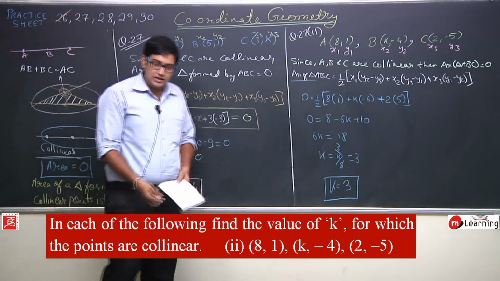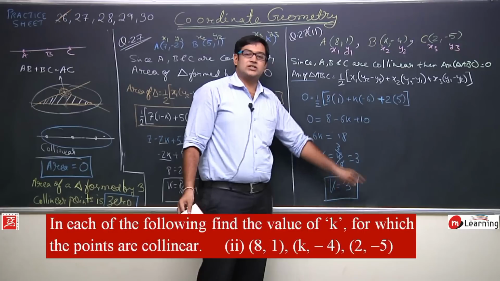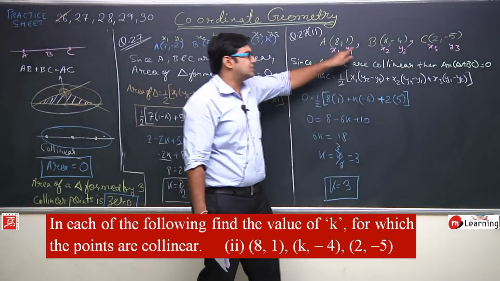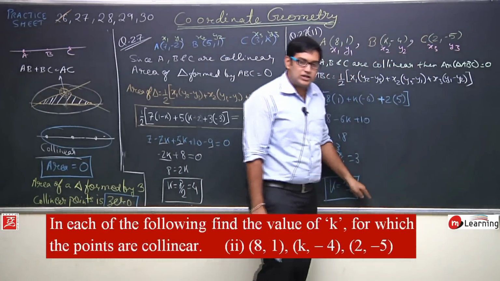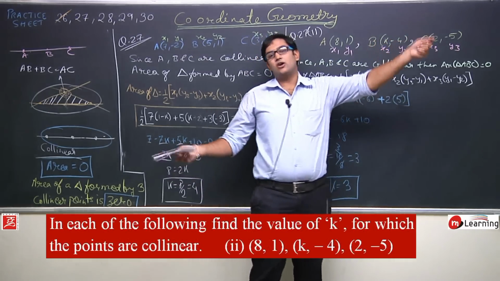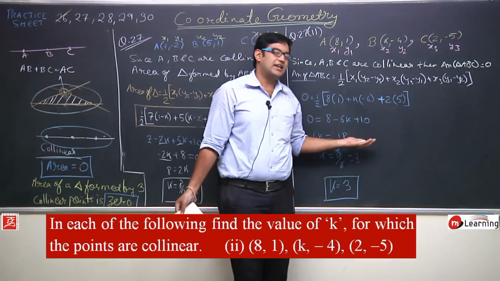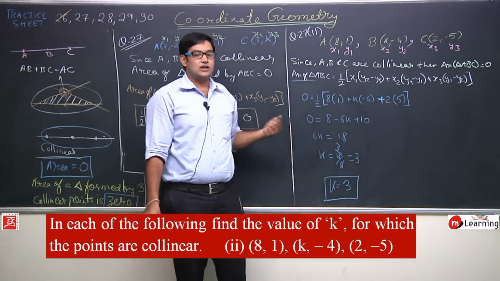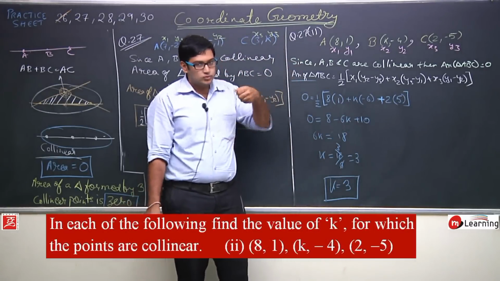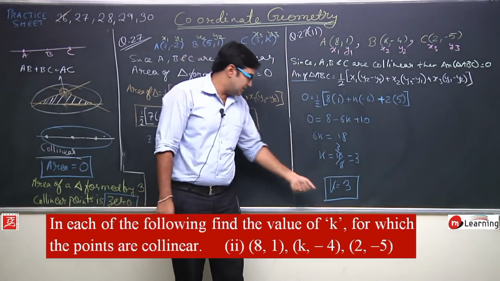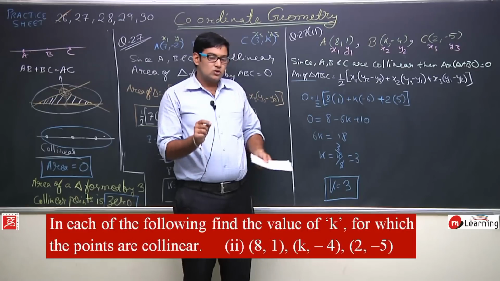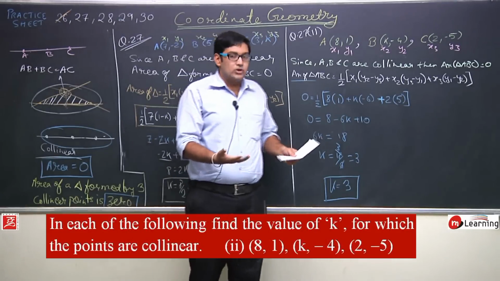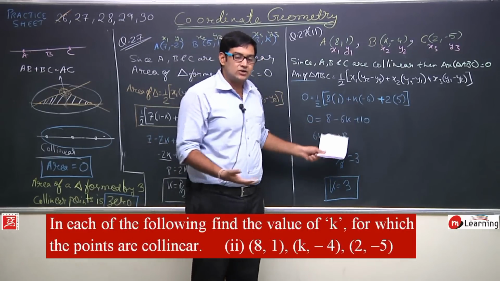So what does this mean? It means that if k holds 3, then only these 3 points are collinear. If k is not equal to 3, then these 3 points cannot be collinear and you will have a finite area of a triangle. Okay, so for these 3 points to be collinear, it is mandatory that this k has to be equal to 3.